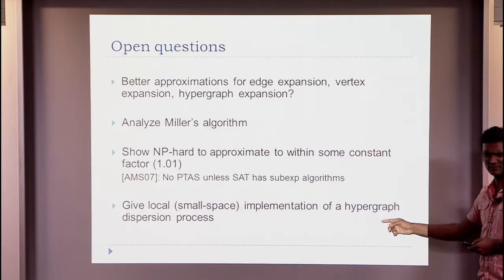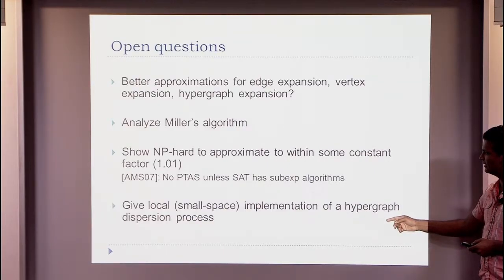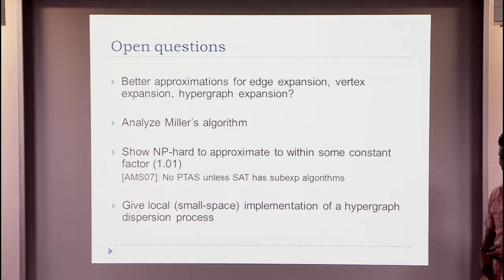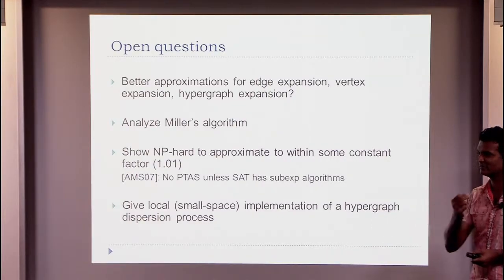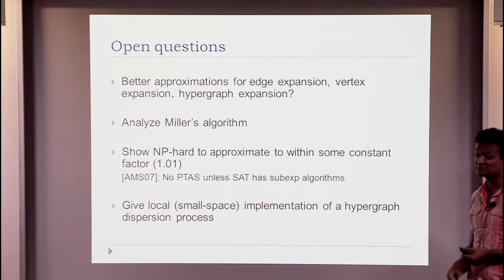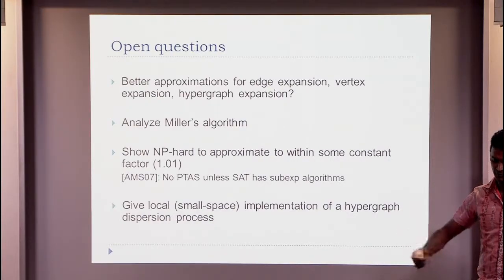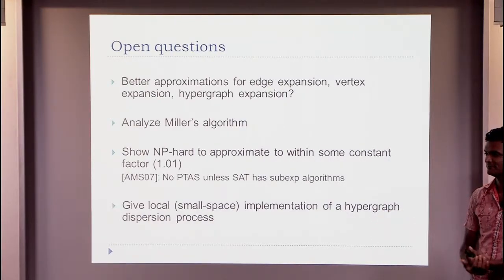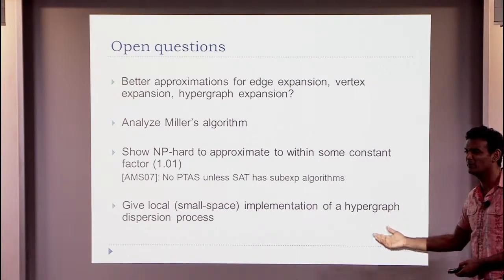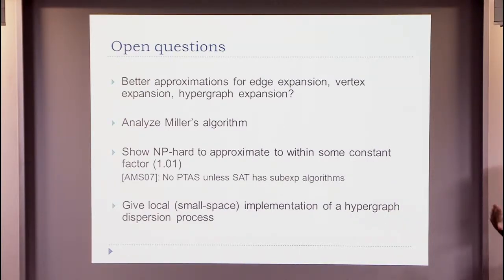Finally, this process that I mentioned, one difference from a random walk is that we don't know how to do this implemented locally. So for a random walk, you just need to know the current vertex, and you keep moving, and that's all you need to remember, the identity of the current vertex. This one, as far as we can tell, you have to keep track of the entire distribution to update it. So is there some local implementation of this? Then the process could have applications to other things. That's it.